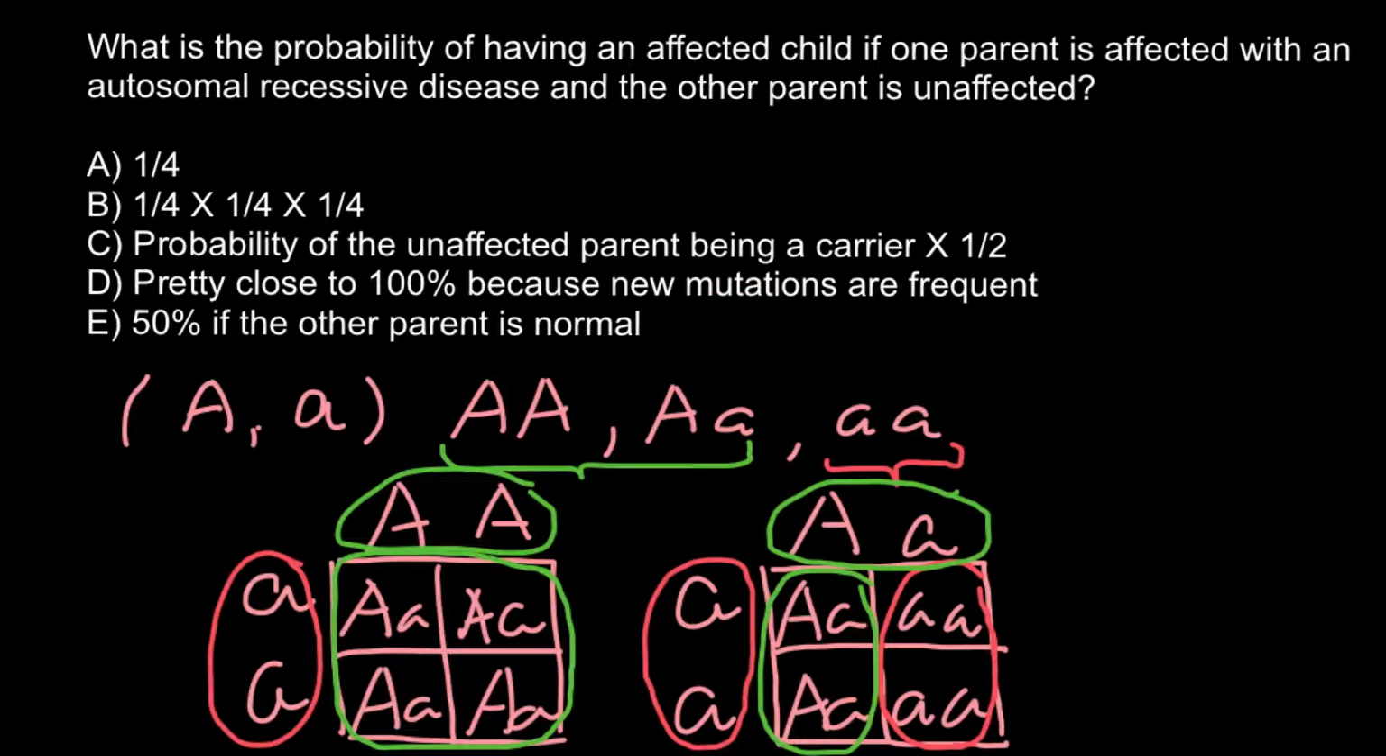multiplied by 1/2. So for example, if the frequency of this genotype in the population were, say, 10% or 0.1, we have to multiply by 1/2, and in this case the answer would be 0.05 or 5%. So the correct answer is answer C.